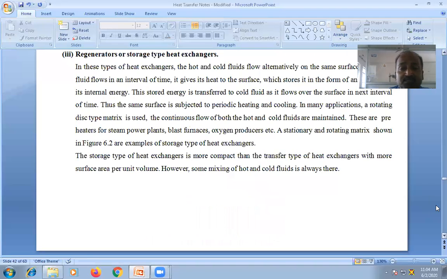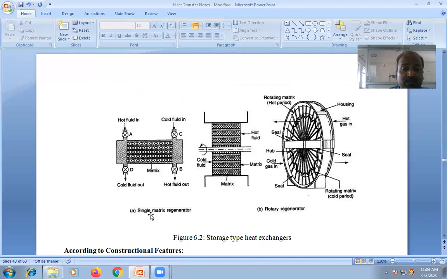Then there is the single matrix regenerator. So hot fluid in, cold fluid in, cold fluid out, and hot fluid out. You can see the hot fluid comes in, migrates towards the right side and goes outside, whereas the cold fluid comes inside, migrates towards the left side and goes outside. So this is one type of counter flow heat exchanger, you can say. Here you can see the matrix is provided. The hot fluid is percolating and the cold fluid is in the pipe. You can see the hot fluid is completely cooled by the cold fluid.